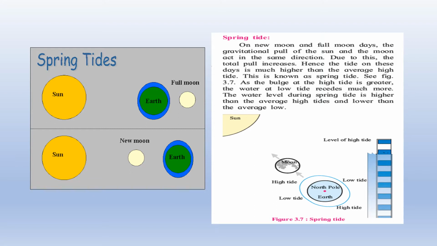As the bulge of the high tide is greater, the water of the low tide recedes much more, and the water level during the spring tide is higher than the average high tides and lower than the average low tide. So we have to remember three important things about spring tide: full moon day and new moon day, the highest of high tides, and the lowest of low tides, lower than the average. These occur on the spring tide.